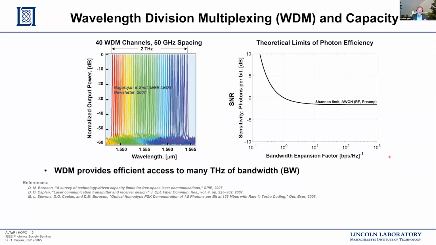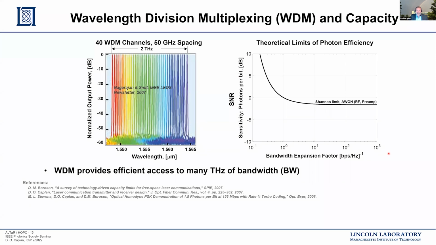Now, the primary tool that we're going to be leveraging is wavelength division multiplexing, which has greatly increased the capacity of modern telecom systems by effectively allowing for the vast channelization of large amounts of spectrum. Shown here on the left is a 40-channel WDM system occupying some 2 terahertz of optical spectrum. This efficient channelization can be leveraged to improve the sensitivity, and that's highlighted on the figure on the right-hand side, where we're plotting the sensitivity or the signal to noise ratio of a receiver as a function of bandwidth expansion factor.